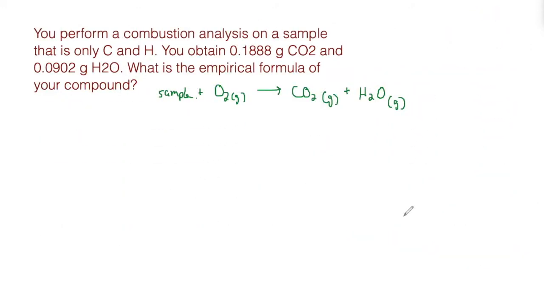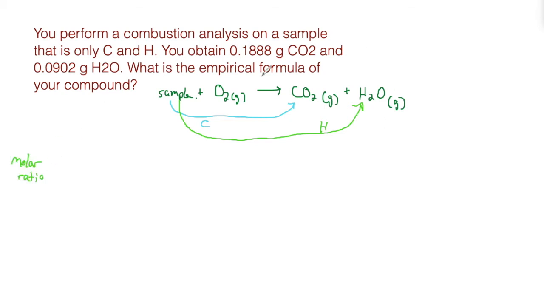All right, let's do a couple of examples on combustion analysis. I'm going to do one that only has carbon and hydrogen, and then also try one that has carbon, hydrogen, and some oxygen in it. So what's happening is you are burning a sample in oxygen and getting carbon dioxide and water as the products. So any carbon that is in your sample is going to end up as carbon dioxide, and any hydrogen that's in your sample is going to end up as water.